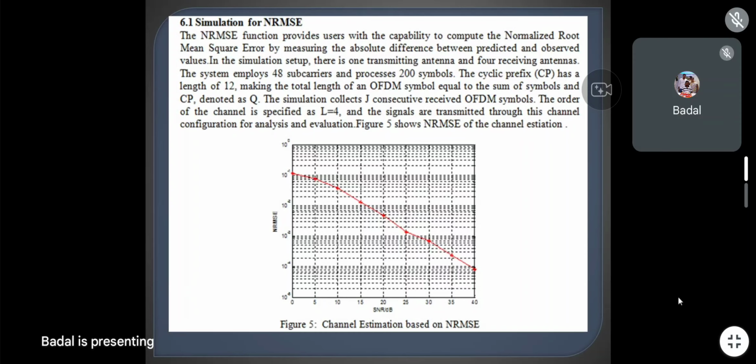The simulation collects J consecutive received OFDM symbols. The order of the channel is specified as L is equal to 4. This shows the channel estimation based on NRMSE.